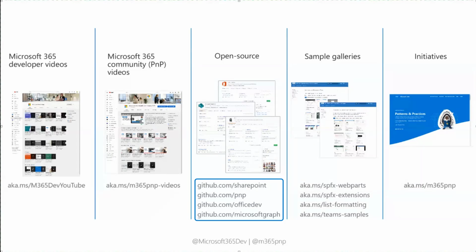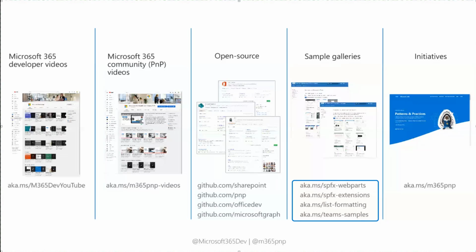Don't start from scratch. Either use any of the open source GitHub locations or our sample galleries to find a good starting point for your solution, whatever you need to build. Because all of these solutions are MIT licensed, you can pull them down and reuse them within your solutions as well. And if you consider that there are too many URLs mentioned in the slides, aka.ms/m365pnp is the one URL to easily access all of the assets within our community.